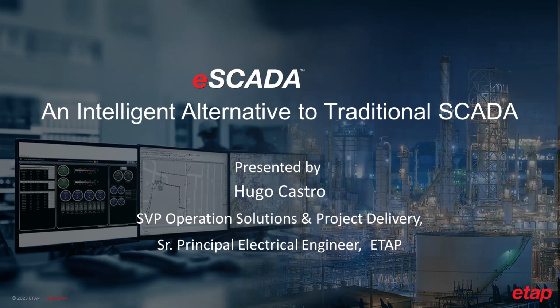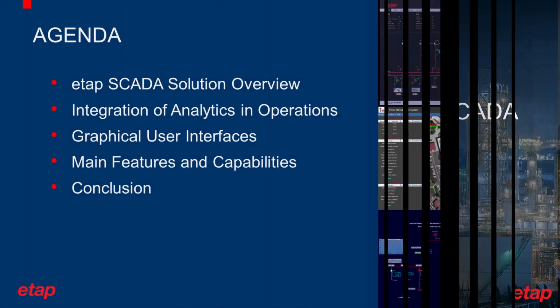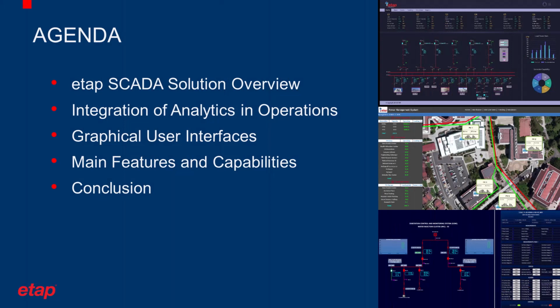I will be presenting the digital twin model-based SCADA solution from ETAP for electrical systems from generation to transmission, distribution, and industrial and commercial systems. We're going to start with an overview of the eSCADA solution. Next, we will review how ETAP uses the digital twin to perform analytics in real time. Then we will move to the graphical user interface and then finalize with some of the main features and capabilities of the system. Let's get started.